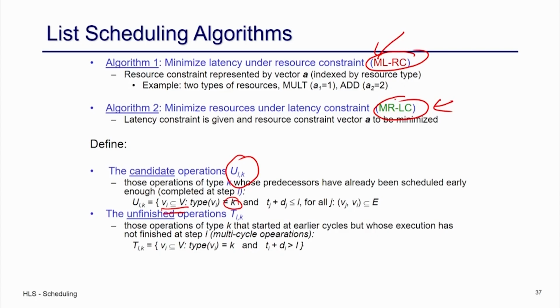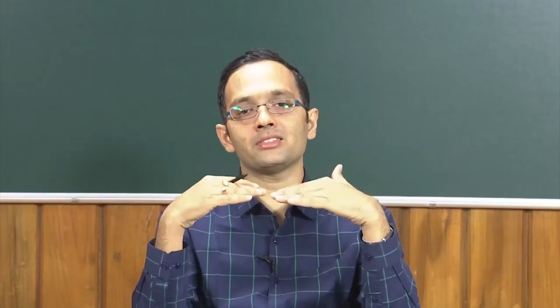So, we consider the set of operations Vi, which is stored in this U_LK set, where all the predecessor operations are already executed. For edge Vi to Vj, Dj is the number of time steps required, and this is less than L. This basically says the number of operations whose predecessors, even if they are multi-cycle or pipelined, are already executed, and these operations are ready and can be scheduled now. So, this is the priority list, the ready operations that can be executed.